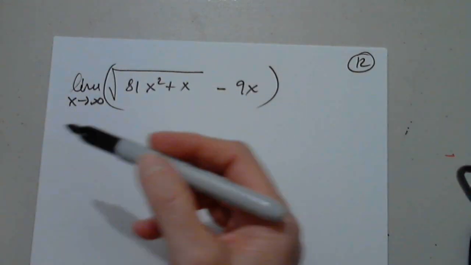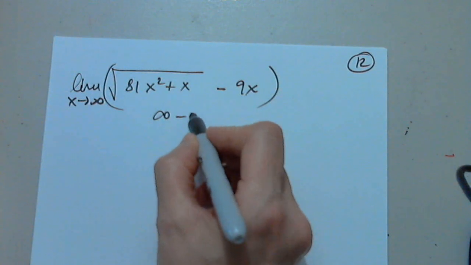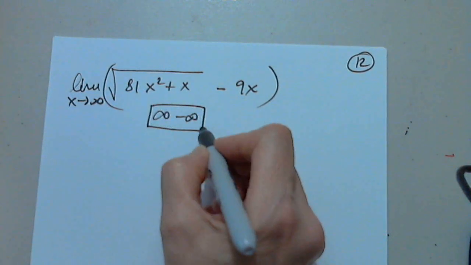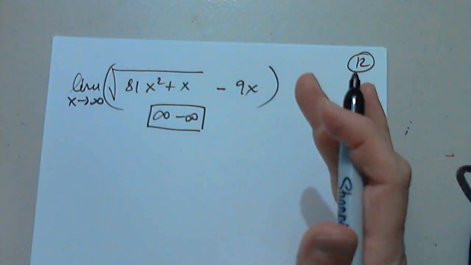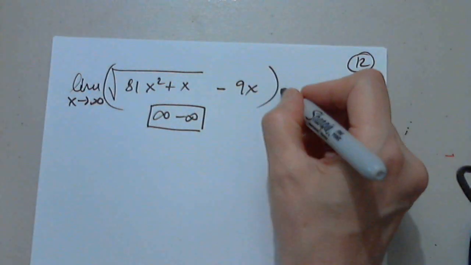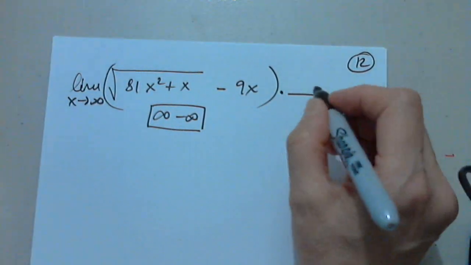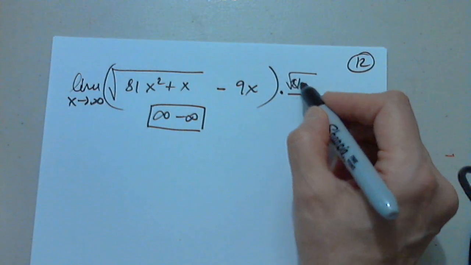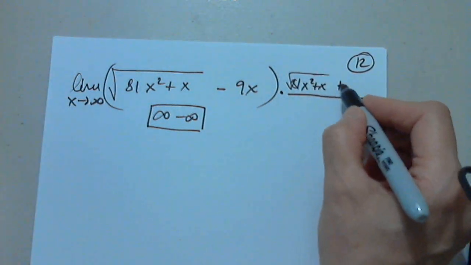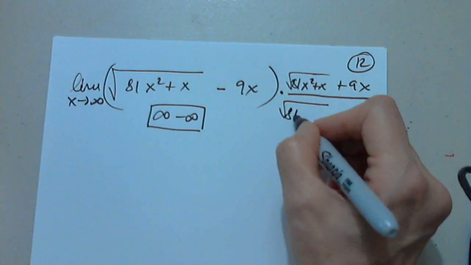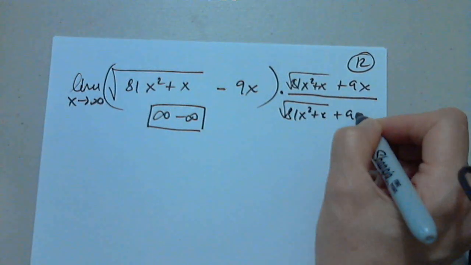Correct. Okay, so first of all, I realize that this is infinity minus infinity, and no one can decide what this means. So in this particular situation, I will rationalize with the square root of 81x squared plus x plus 9x.